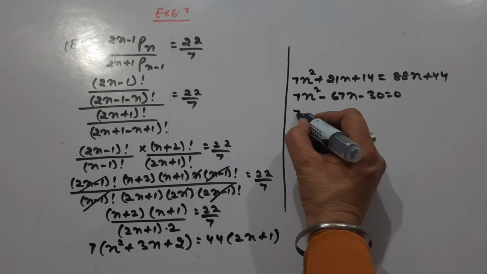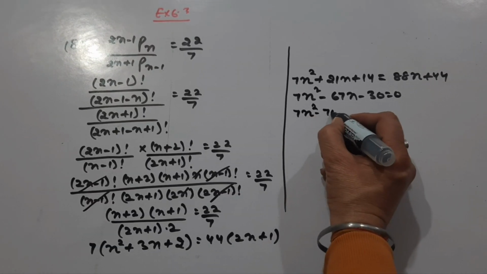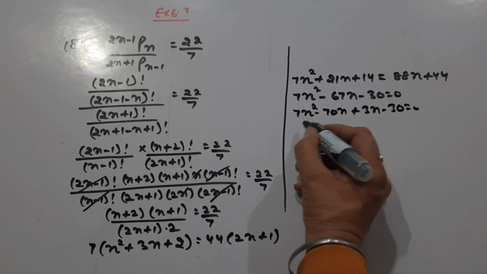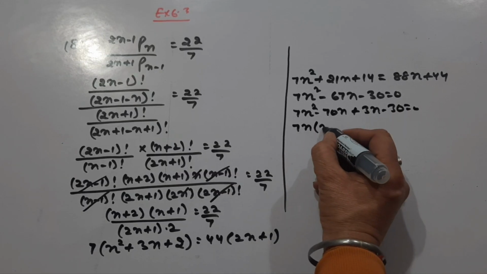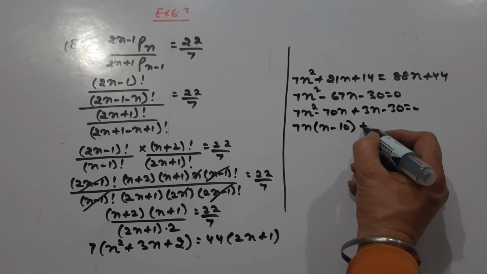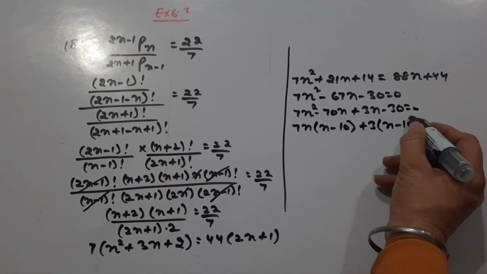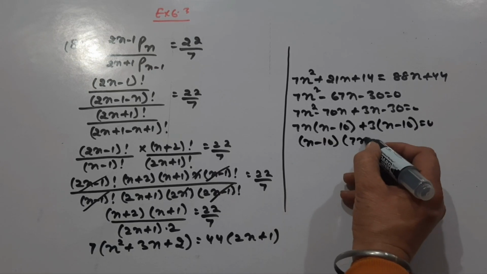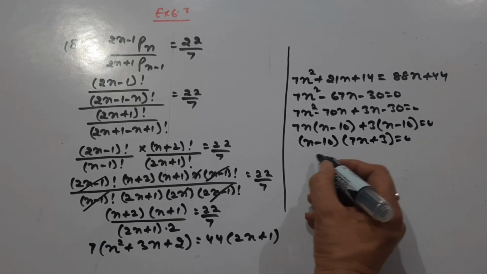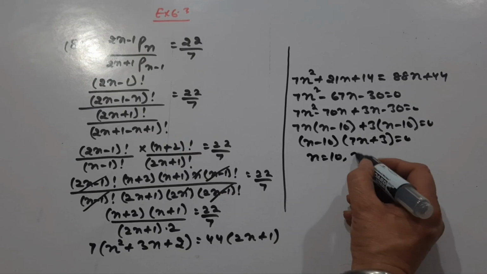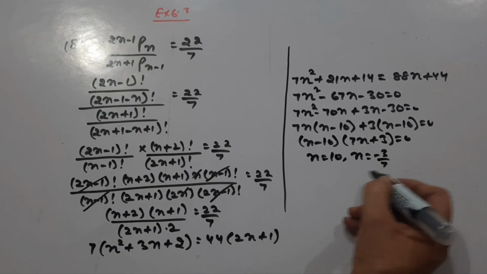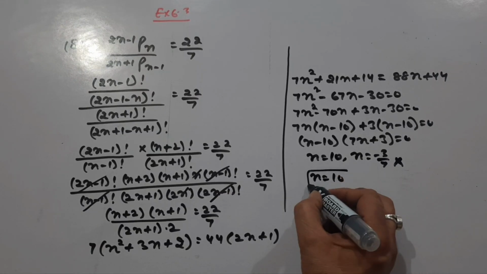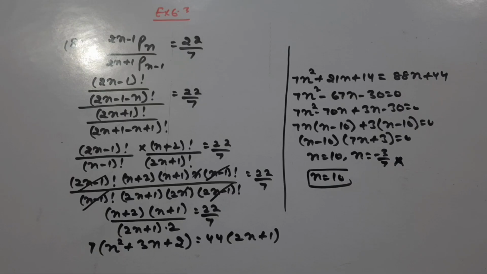Now making factors, minus 70n plus 3n minus 30 equal to 0, taking common 7n, n minus 10 plus 3, n minus 10 equal to 0. So we get n minus 10, 7n plus 3 equal to 0. So we get n equal to 10 or n equal to minus 3 by 7. So rejecting this value of n, so we take n equal to 10. Now students, I hope this is clear to you.